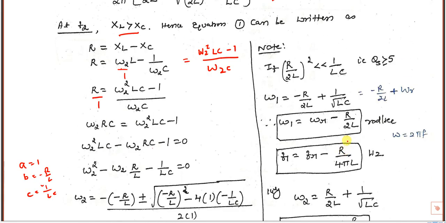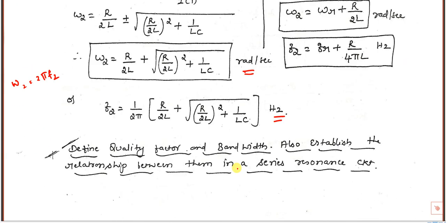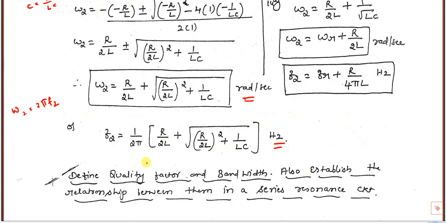So note, consider it a note. But for the derivation, you have to write this much only. This is asked for 10 marks. If they ask F1, F2, you have to write like this. If they ask omega 1 and omega 2, you have to write like this. This is sufficient. You can stop here only.